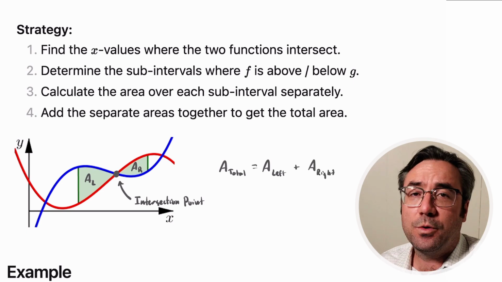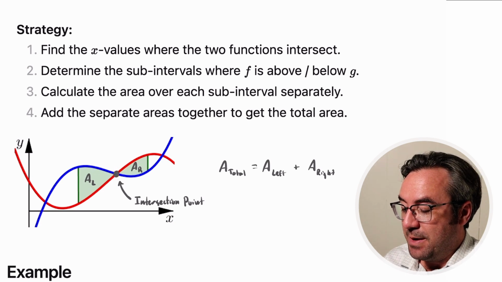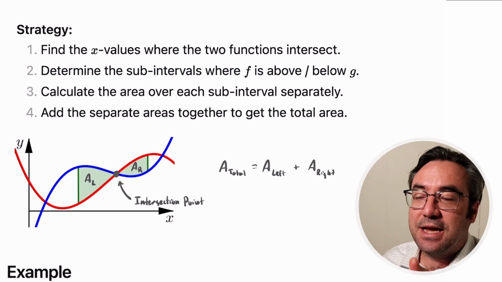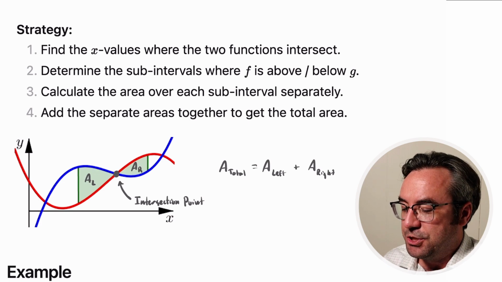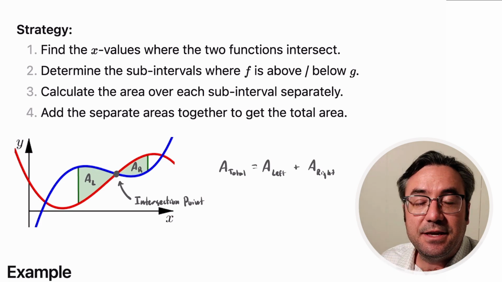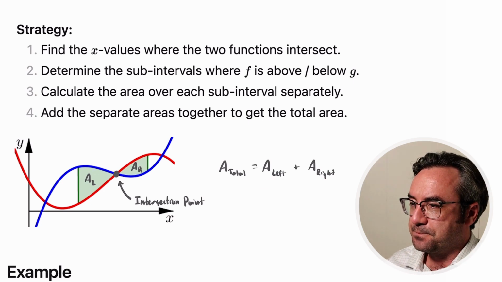And sometimes you might have more than one intersection point. So maybe you have 3 regions that you have to calculate the area for. However many little separate regions you end up with, you calculate the area for each of those individually, and then you add them all together.